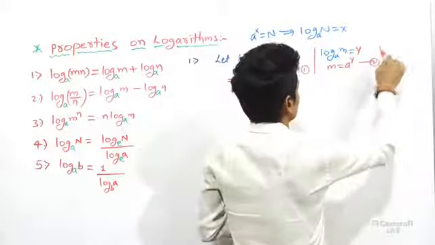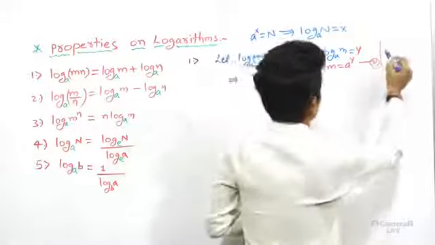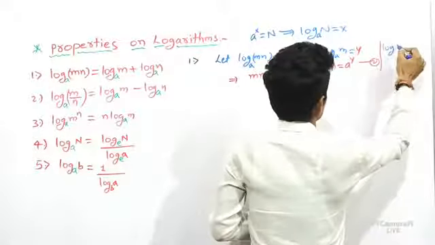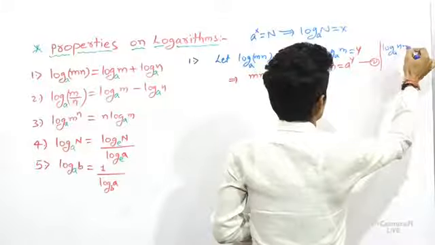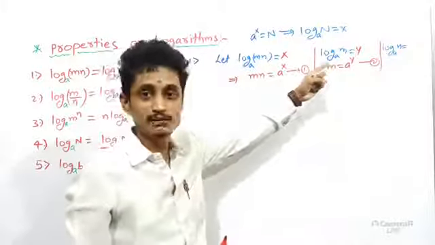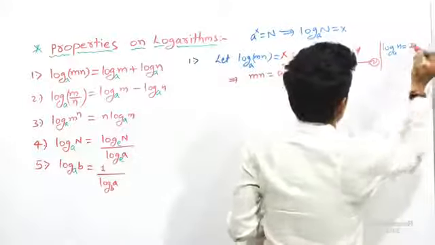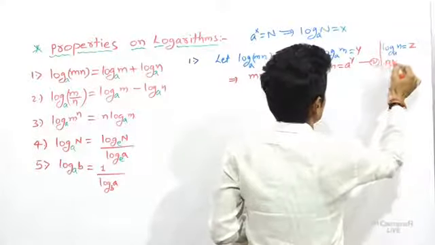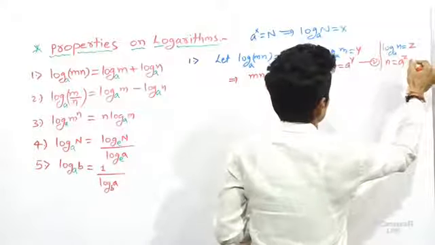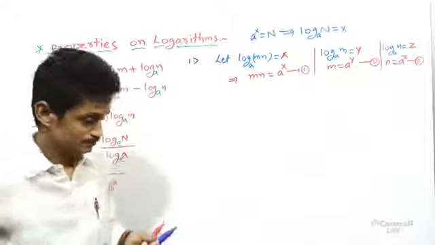Similarly, one more value we have, that is log n to the base a, equal to, I don't know. Don't take the unknowns x and y, already we used them. Now we can take z. So n is equal to a power z, calling it equation number 3.